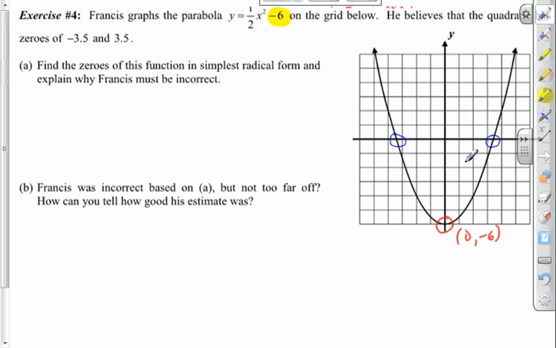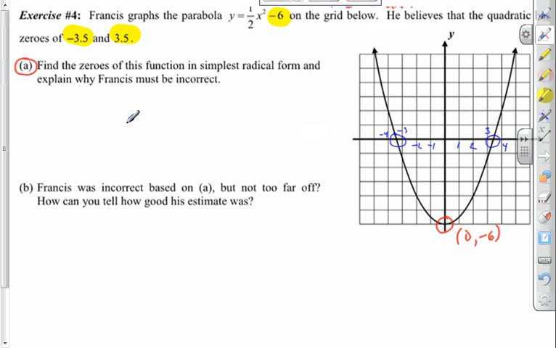And Francis's belief seems to be pretty good, because if we treat these as units of 1, let's see, 1, 2, 3, 4, it looks as though this parabola intersects the x-axis about halfway between 3 and 4. And if we go the other direction, it looks as though this intersection is about halfway between negative 3 and negative 4. So this makes sense for him to use these values as the zeros. Well, let's find out if we solve it, though, if he is actually correct.